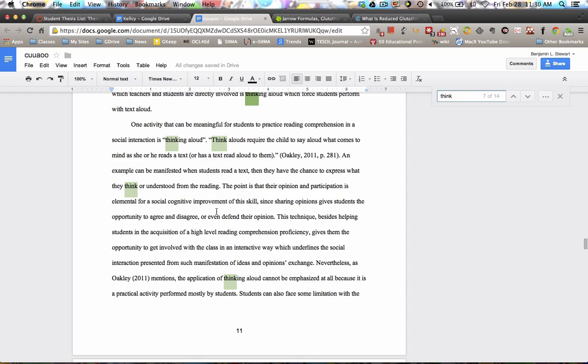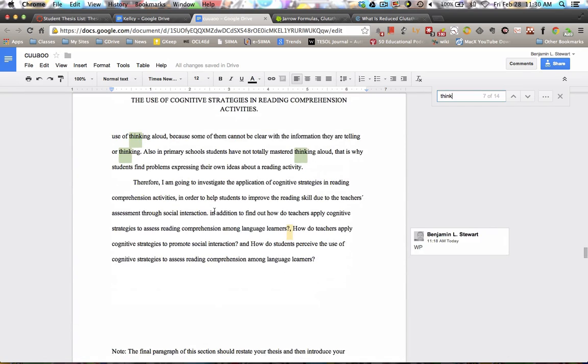Now, look at the research questions. Are you going to focus on think alouds? Maybe the teachers are going to. Let's look at your research questions. How do teachers apply cognitive strategies? Perhaps they use think alouds, but you're not researching think alouds specifically. You're looking at how teachers implement cognitive strategies, which may or may not include think alouds. So just be careful about how much you talk about think alouds, how much importance you bring to it, unless you want to focus on think alouds.